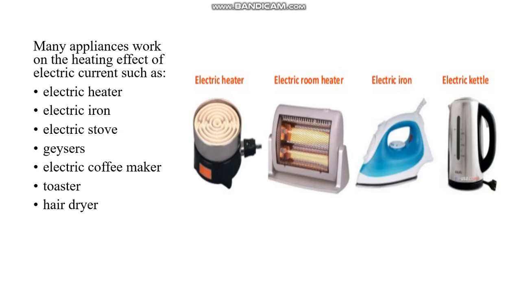So you can see here many appliances work on the heating effect of current. Examples: electric heater, electric iron, electric stove, geysers, electric coffee maker, toasters, hair dryer, etc. All these elements produce a high amount of heat when electricity passes through them. Depending upon the amount of heat required, different types, sizes and lengths of wire are used in such appliances.